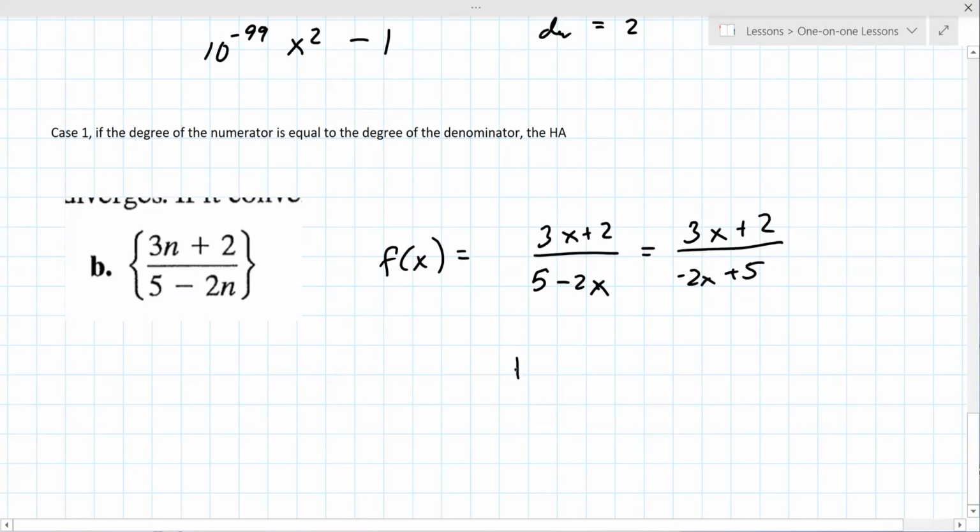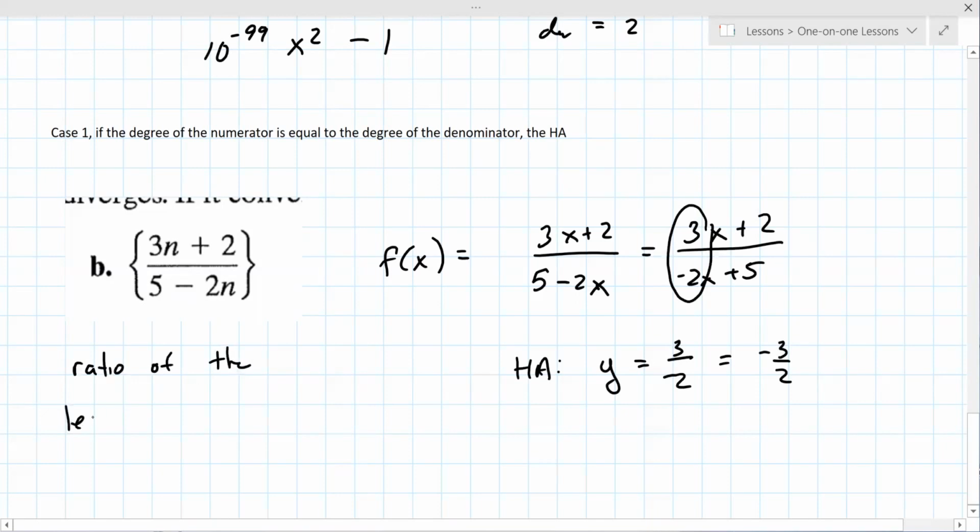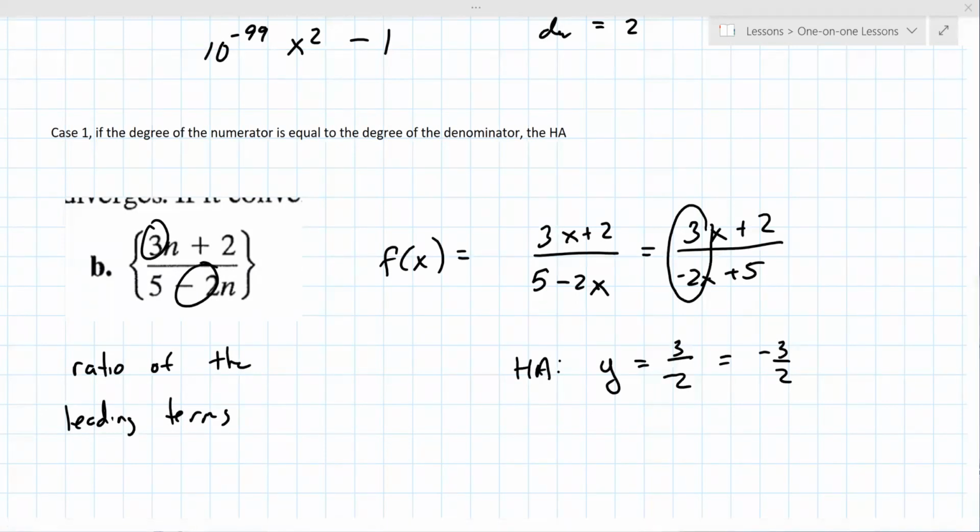This thing has a horizontal asymptote at y equals 3 over negative 2. It's these two numbers here. So it ends up being negative 3 halves. The same principle applies here. It's the ratio of the leading terms. So it's 3 over negative 2. You got that. Sometimes it's hidden in there.